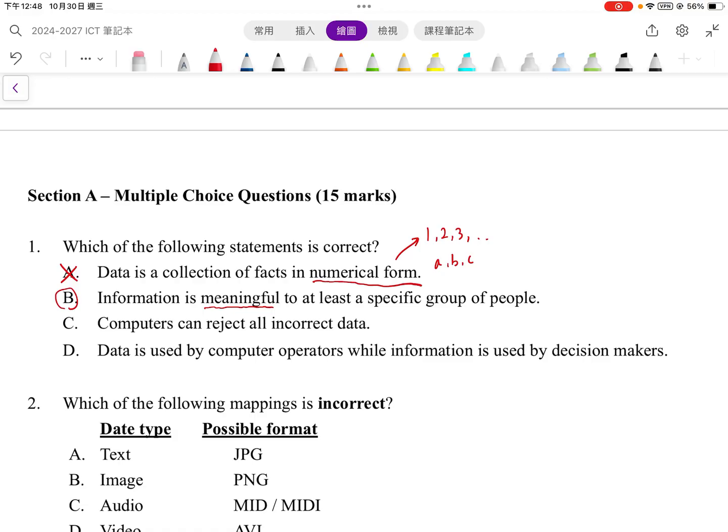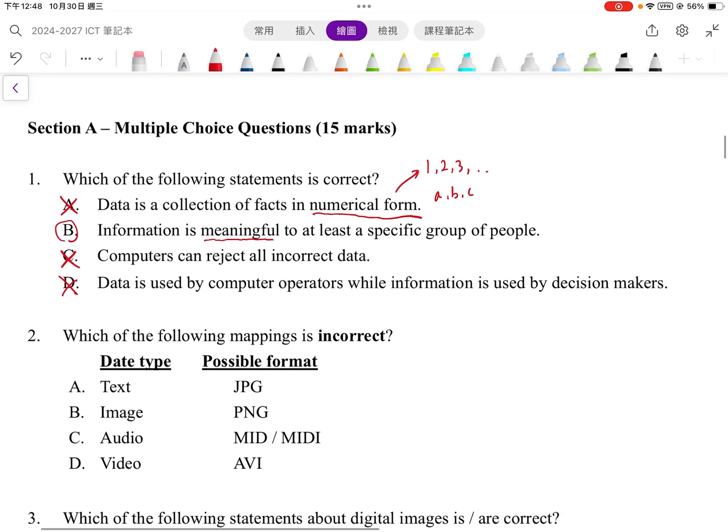Computers can reject all incorrect data, which is wrong, because in chapter 2 we have learned different methods to check the data, whether it's right or wrong. So computers can reject all incorrect data is wrong, because you can see that computers sometimes will not be able to check the errors if you use a wrong data validation method. Wrong. And then D, data is used by computer operators while information is used by decision makers, which is wrong, because for example, the decision maker can also use the data, right? So they can use the data to get a very general image or something like that of an event. So this is wrong. So question 1 is B.